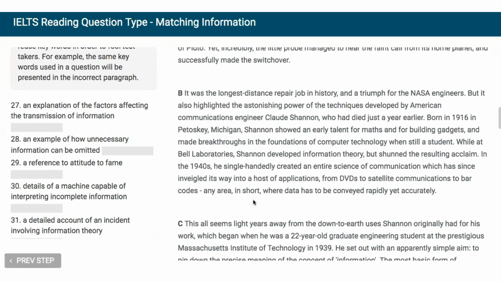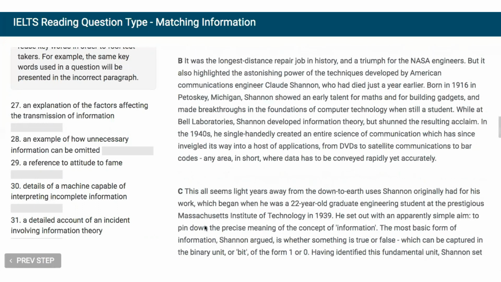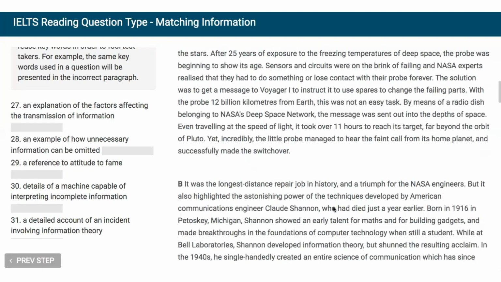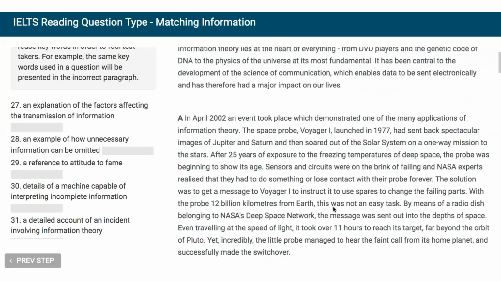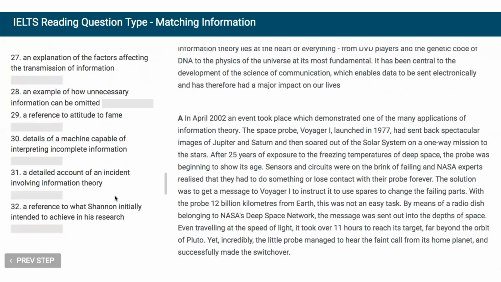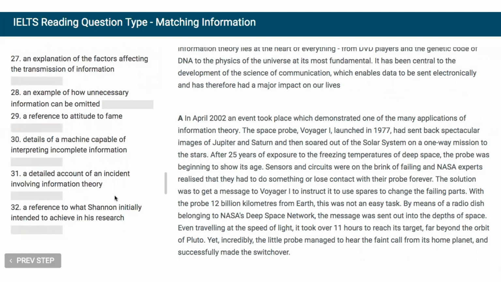Something else to keep in mind with this question type is that the answers do not come in order. So for example, if you find that B is the correct answer for number 28, that does not mean that 27 is A and 29 is C. The answers do not come in order. It would be far too easy. So we're just going to read the information as it comes with our keywords in mind and reflecting on the information we've read and do our best that way.